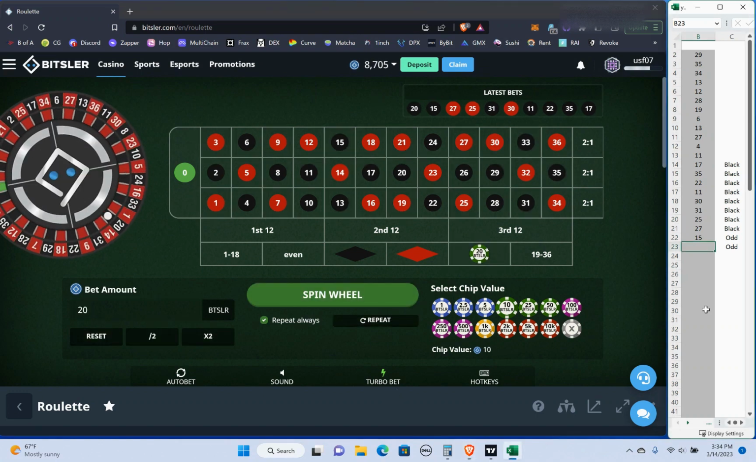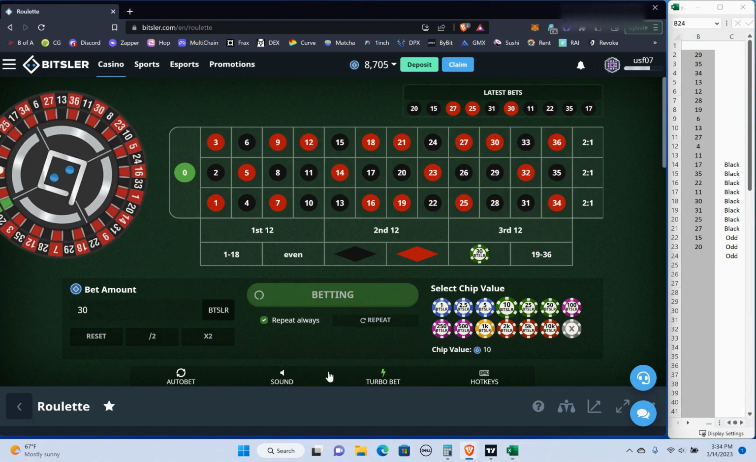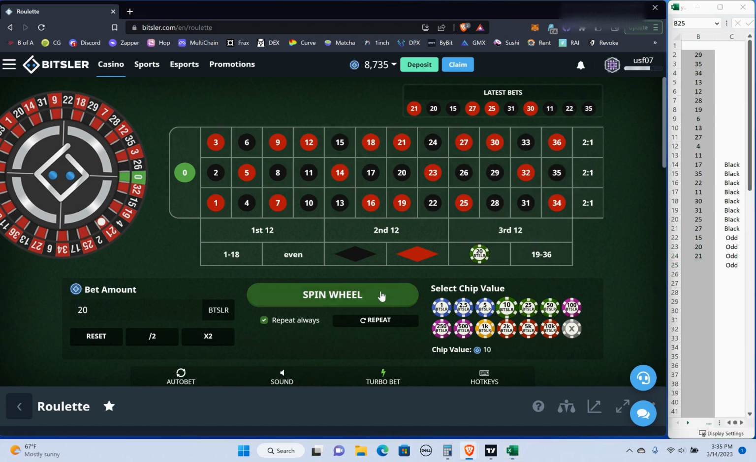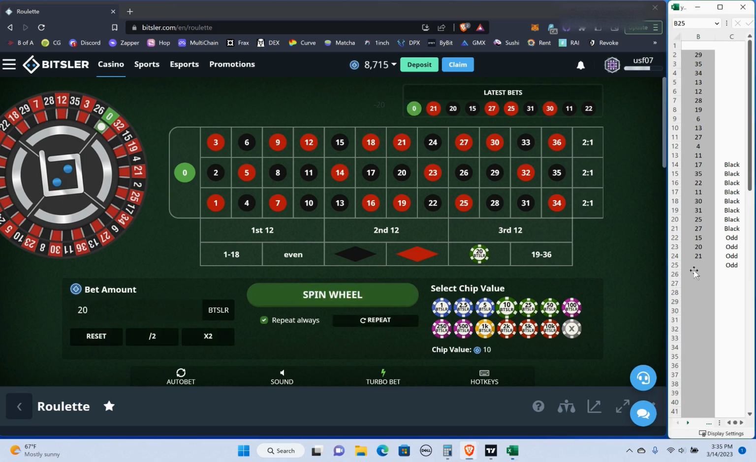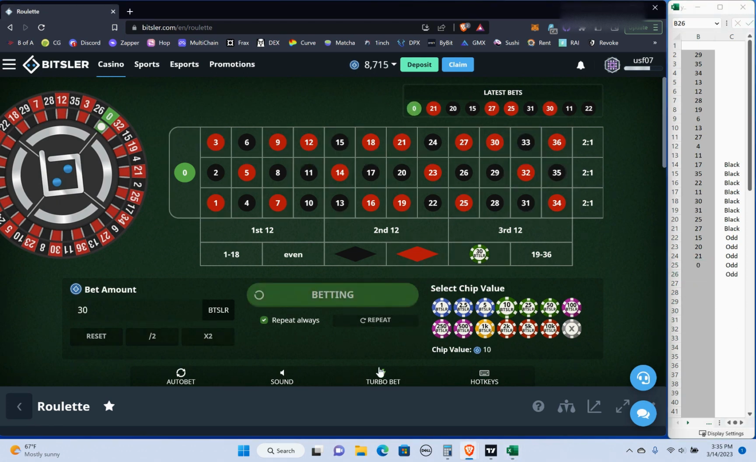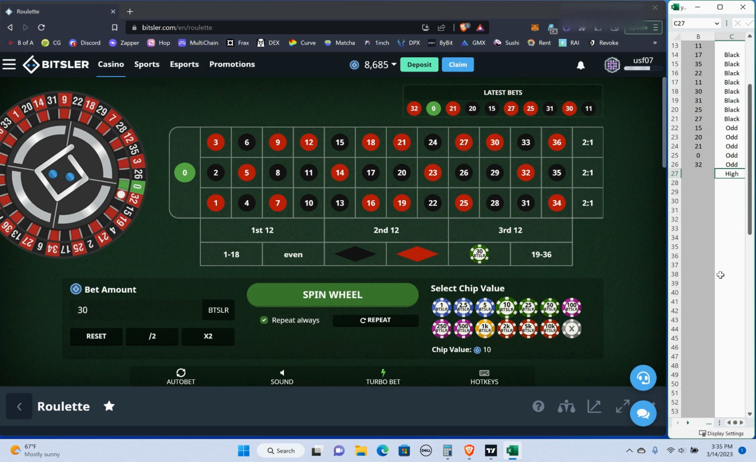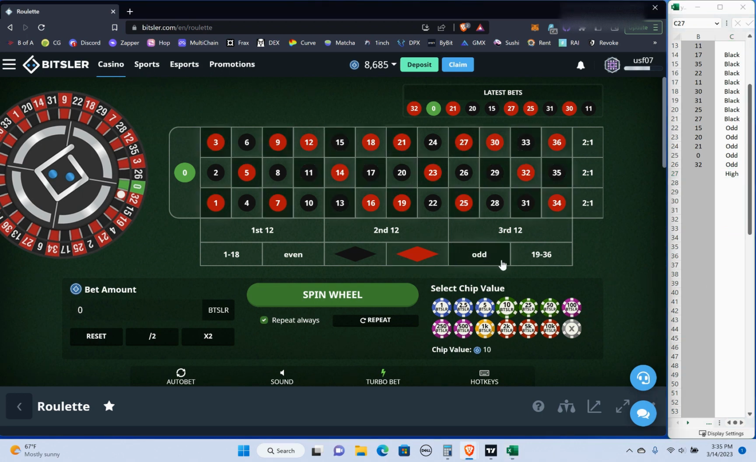It's a miss. Still on odd, up one, 3 units. It's a hit. Okay, down to 2 units, still on odd. Well, that's gonna be a miss. Still on odd, up to 3 units. Another miss. Okay, now we switched over to high, as you can see here. All right, so we're gonna be on 4 units because that was a miss.